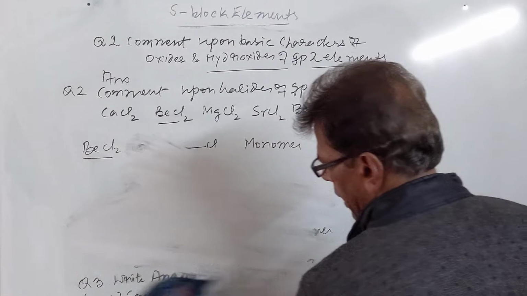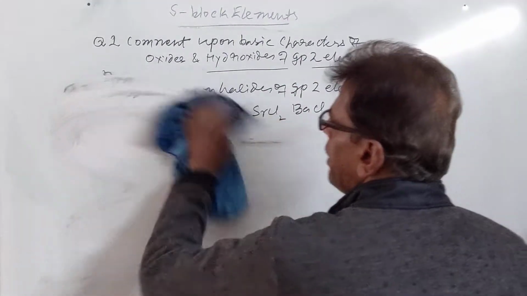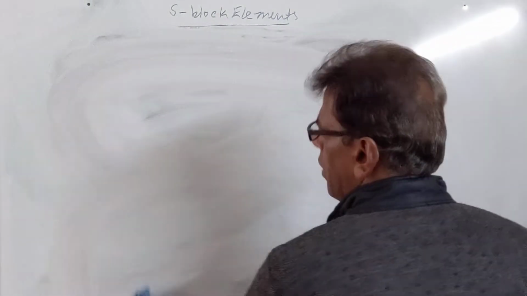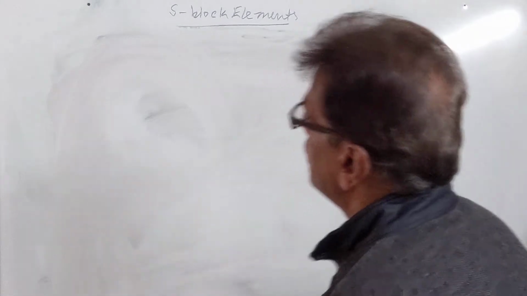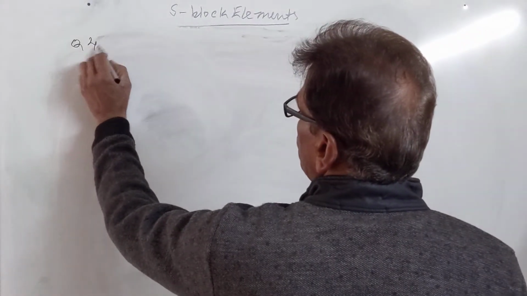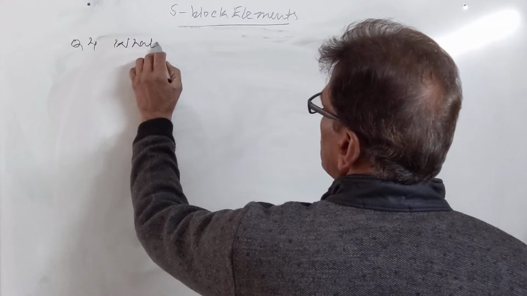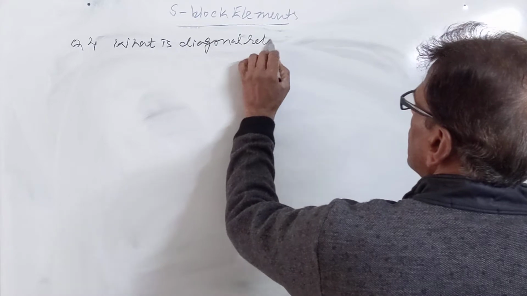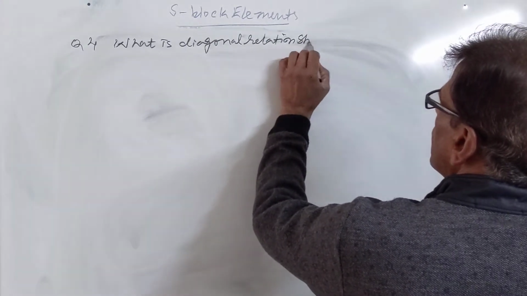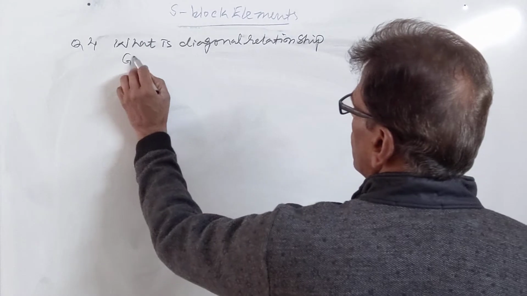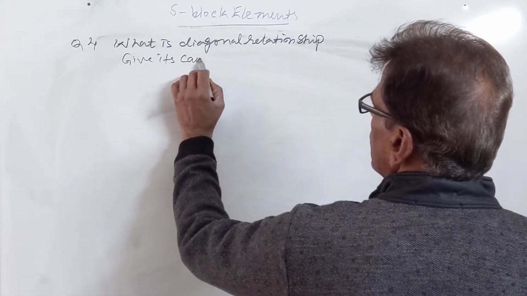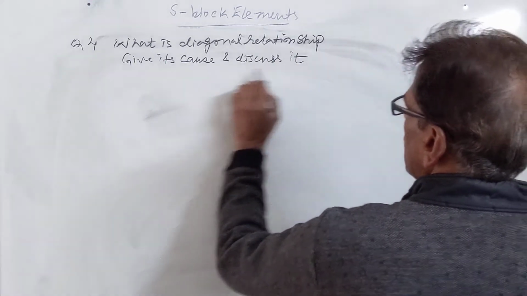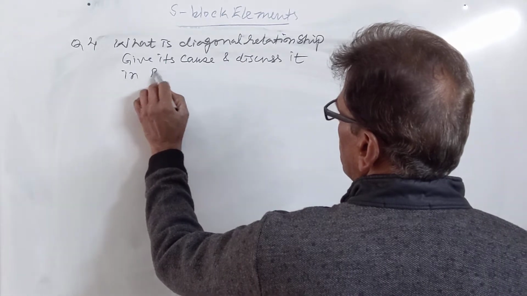The elements of second period and third period which are placed diagonally show resemblance in properties. This relationship is called diagonal relationship. So this is question number 4: what is diagonal relationship, give its cause and discuss it in beryllium and magnesium.